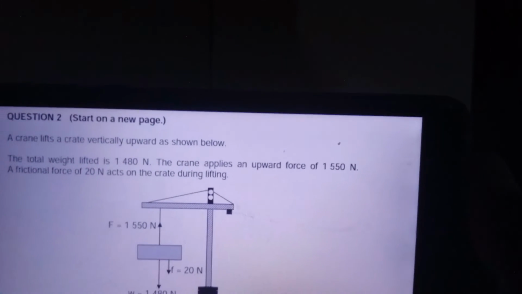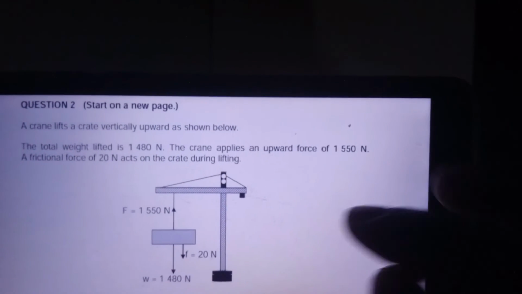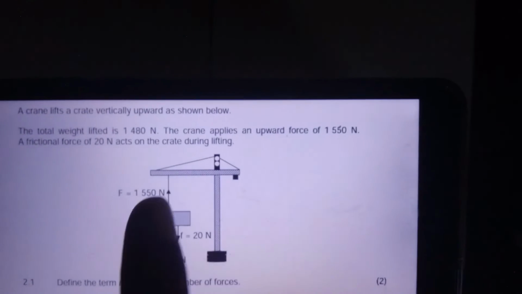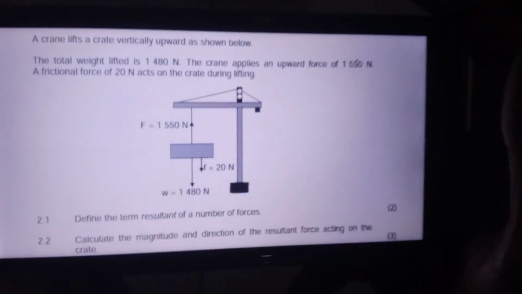What we're supposed to do is find the resultant. We have a force of 1550 acting upwards, a force of weight acting down, and then we also have a frictional force that is acting up. So let us try to actually solve this problem quickly. How are we going to do that? Let me see.